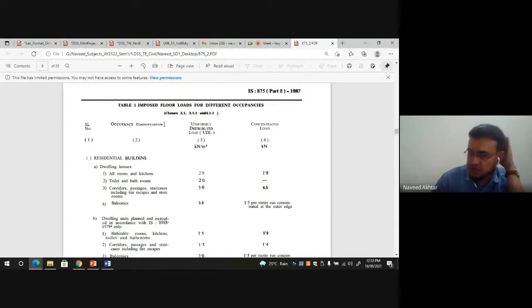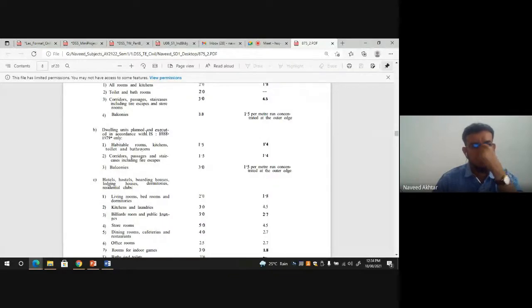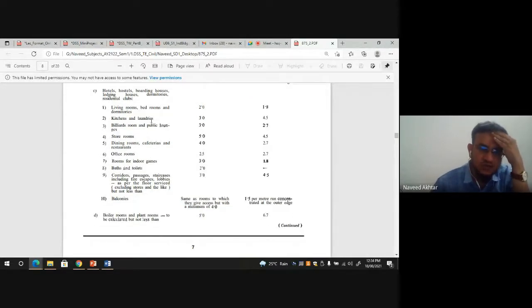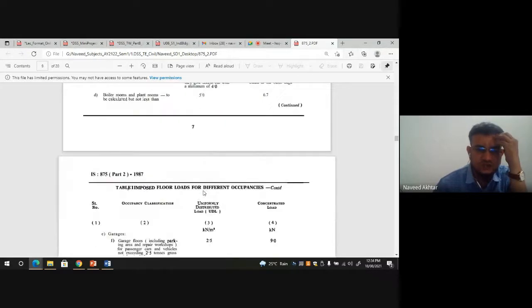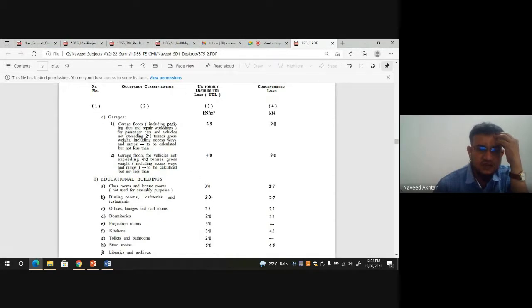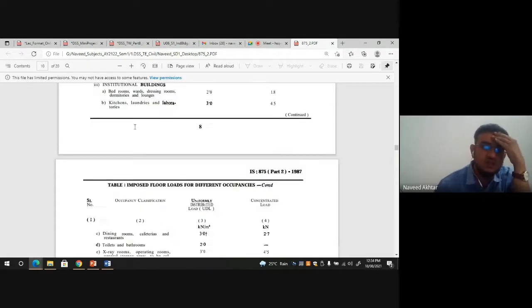So there are different live loads: for residential building it is 2 kN/m². Hotels, 2, 3, 5, 4, based on the storeroom, living room, kitchens. And then garage floor is 2.5 kN/m². Garage floor with vehicles is 5 kN/m². Similarly, educational building 3 kN/m², and office, dormitory is 2.5, projection room, kitchens. Different buildings having different types of live load are given in the code.